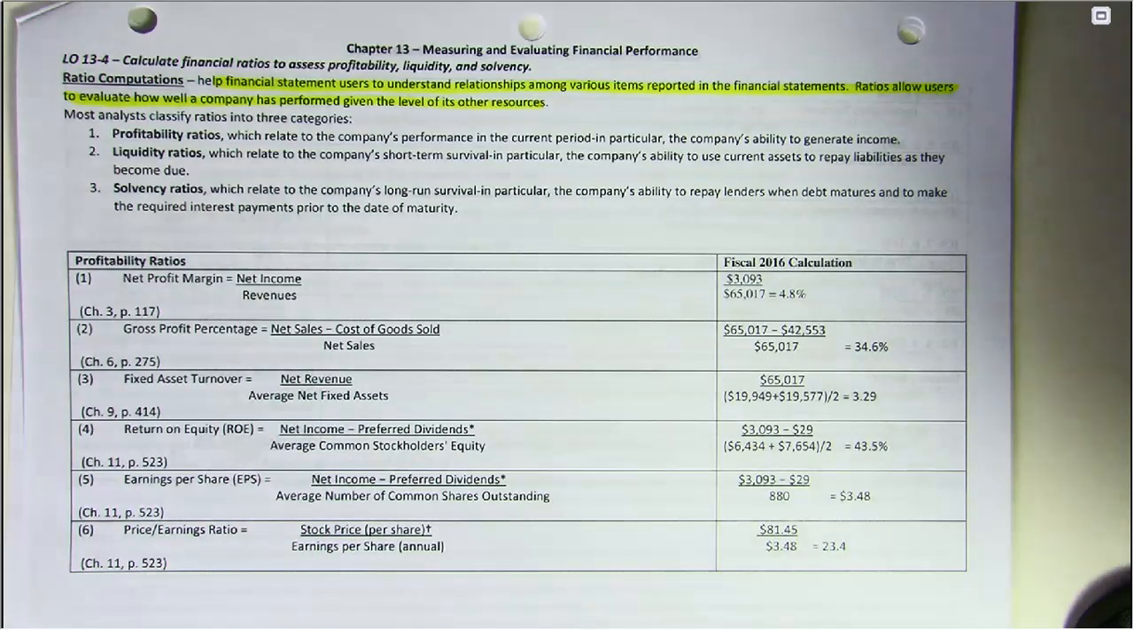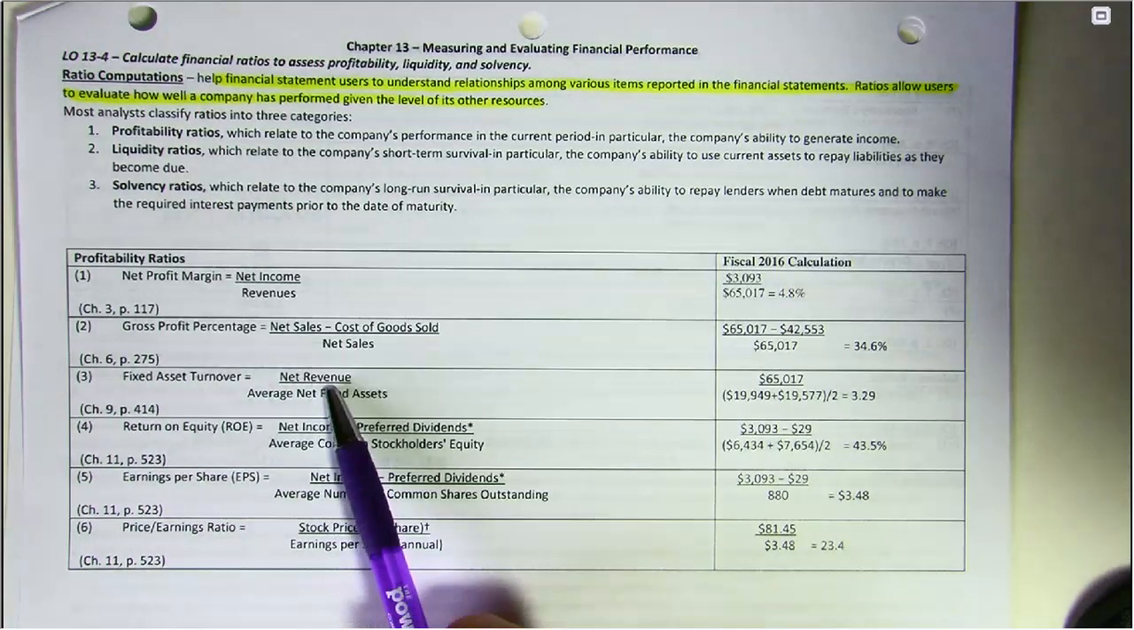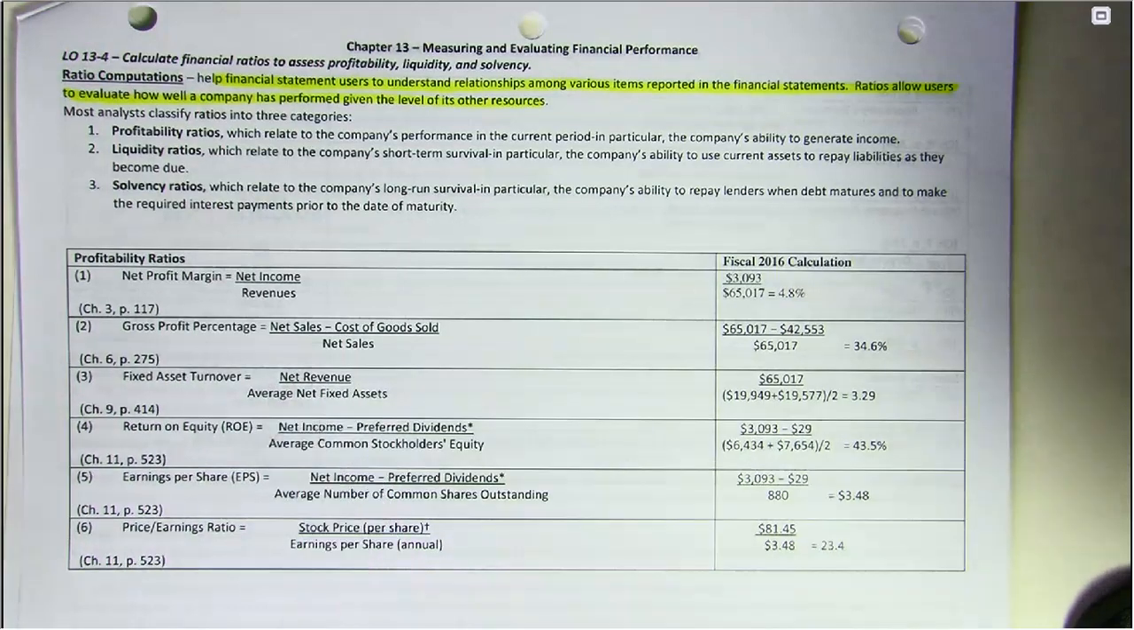And the fixed asset turnover indicates how much revenue the company generates for each dollar invested in fixed assets. So how good was the company at taking the long-lived tangible assets and generating revenue from that? And this is often a measure of how good a job management has done.